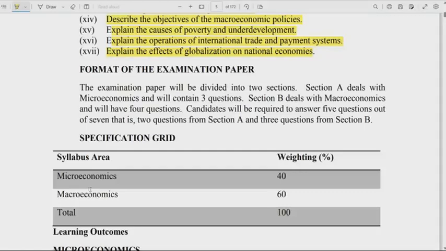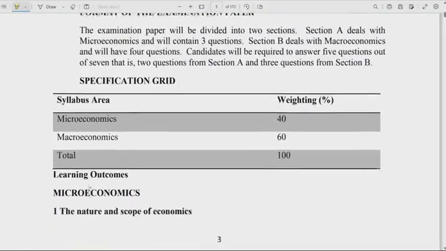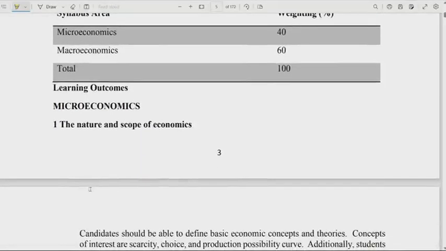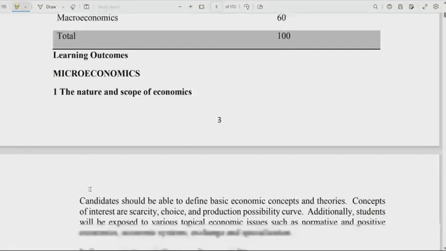But the first section will be microeconomics. The first 5 chapters, 40 marks. The second will be macroeconomics. The next 8 chapters, that's chapter 6 to chapter 13, and that will be worth 60 marks. So it's very important to know how much time you should spend on each of the sections.